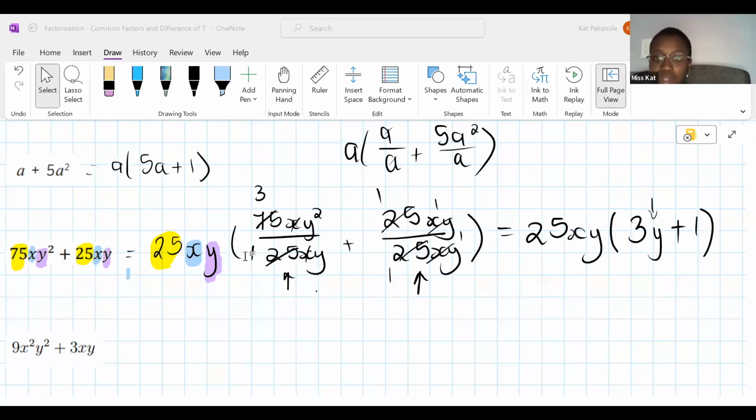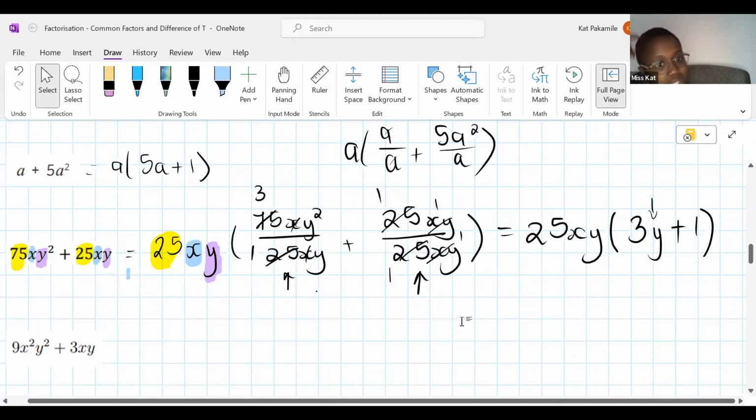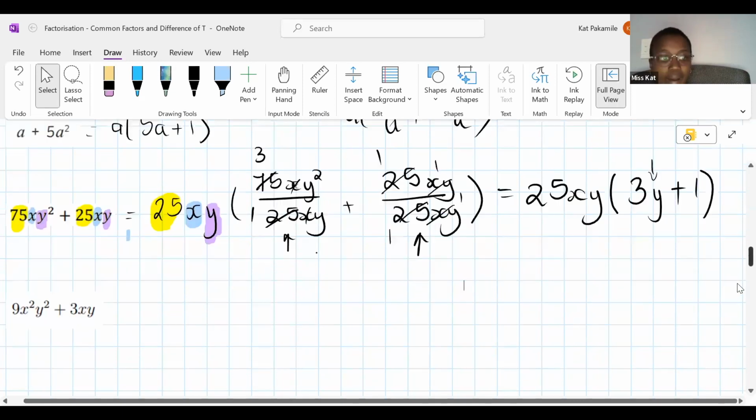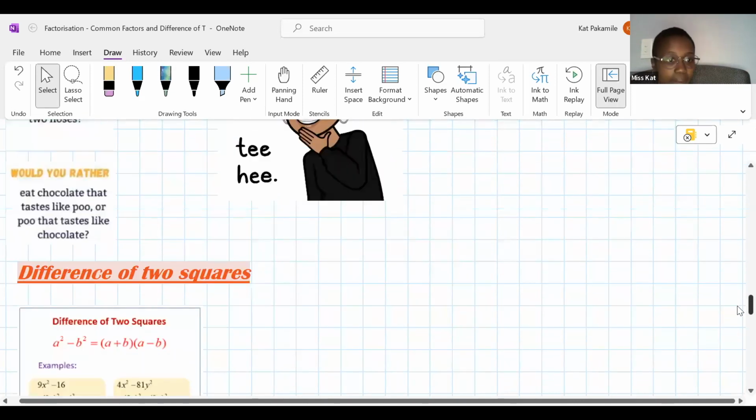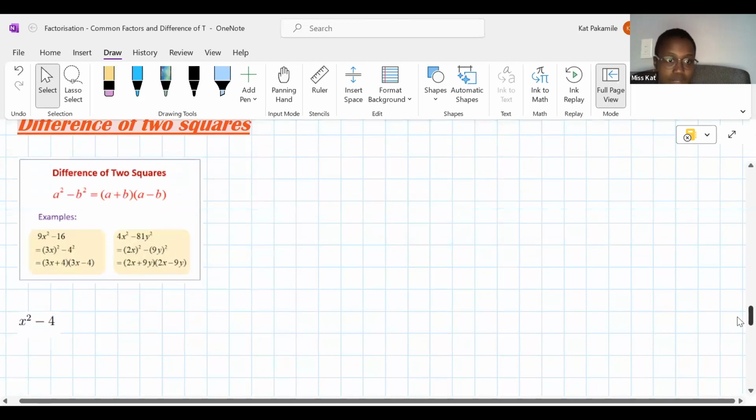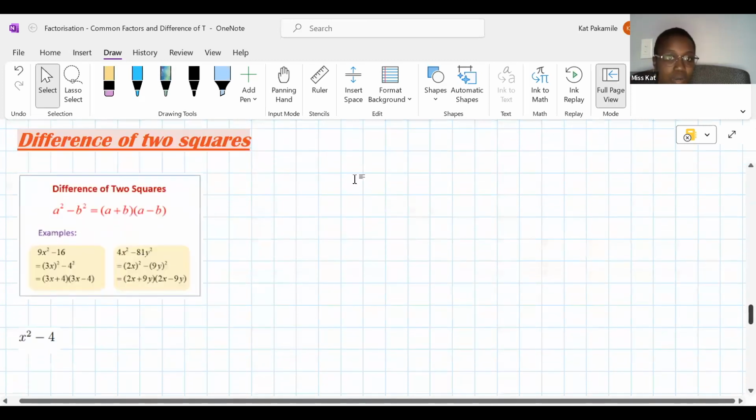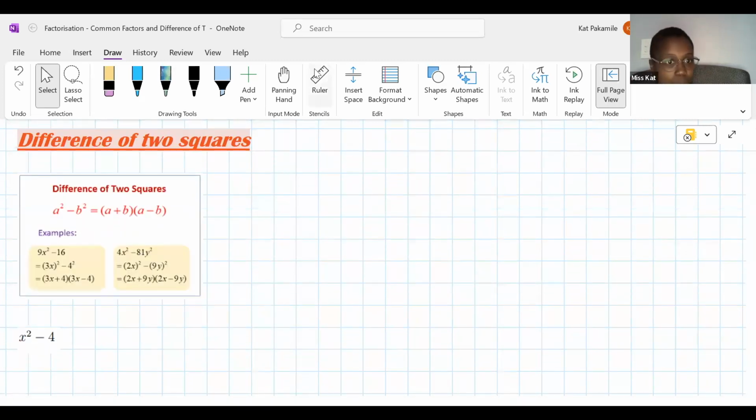Cool. Okay, guys. I hope we are sort of getting this, but we have another concept that we have to do. So I am gonna move on quickly to the concept before we do our brain break. Guys, we'll do our brain break just now.